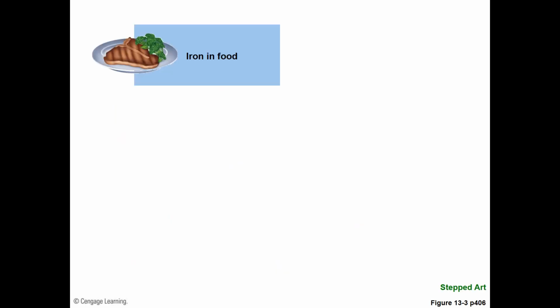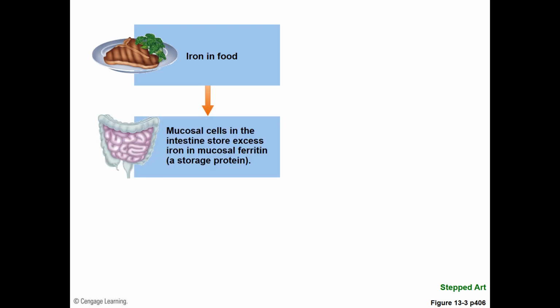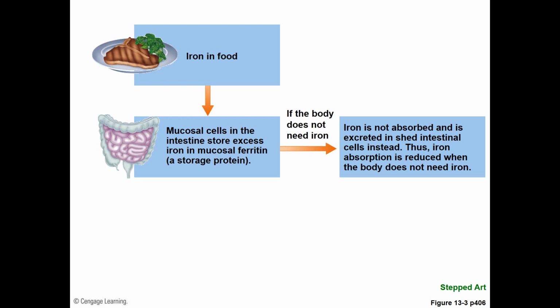So let's go ahead and take a look at what happens to iron after you consume it. So you eat something that contains iron, and it's going to make its way through your system to your intestines where it would normally be absorbed. But if you don't need the iron, you already have enough, it is going to be released and not absorbed in order to maintain the balance.